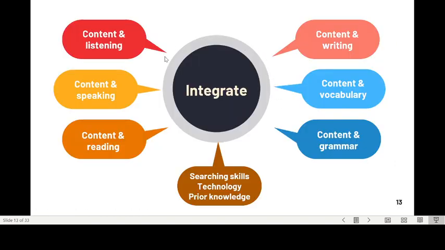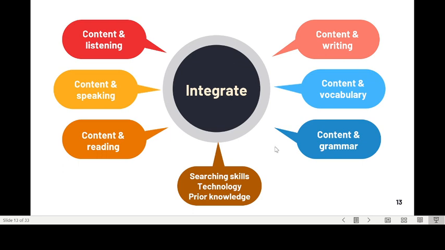Okay, now when we teach English, we have to integrate content, that is, specialized material and specialized topics, with listening, and with speaking. I'm referring to specialized material by using the word content. Integrate content and reading, content and writing, content and vocabulary, content and grammar. Also, we need to integrate searching skills, and we have to integrate technology, and we have to develop the students' prior knowledge, integrate prior knowledge.